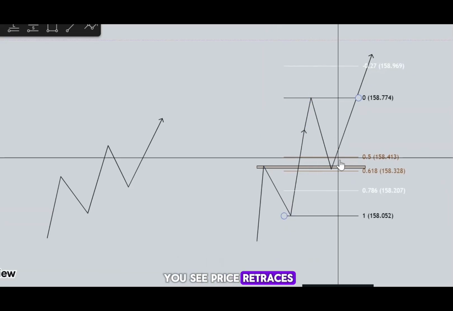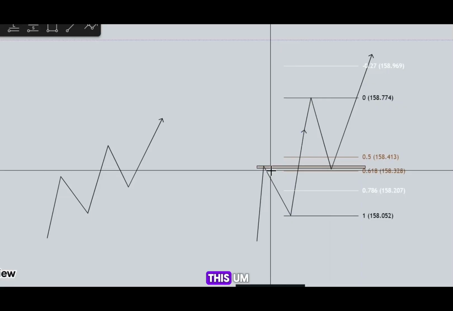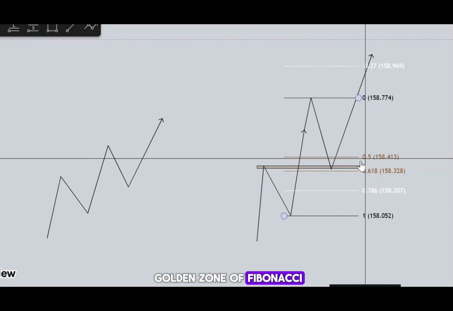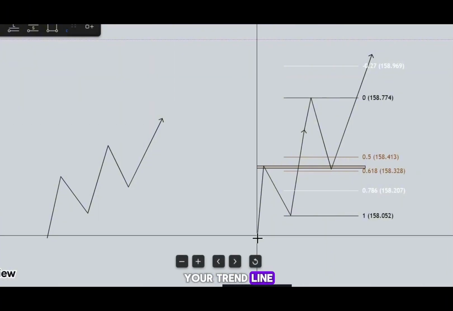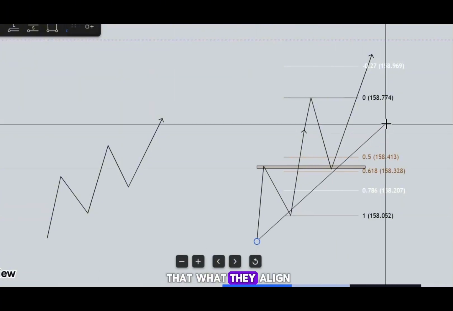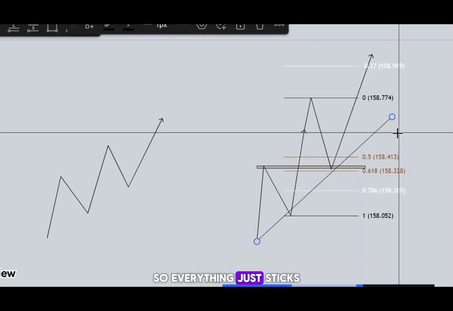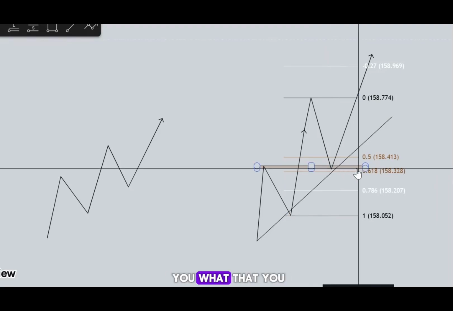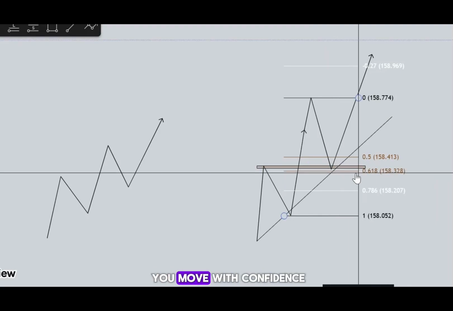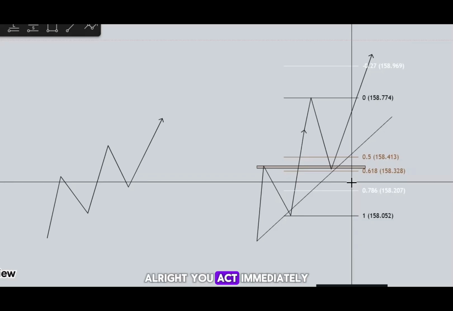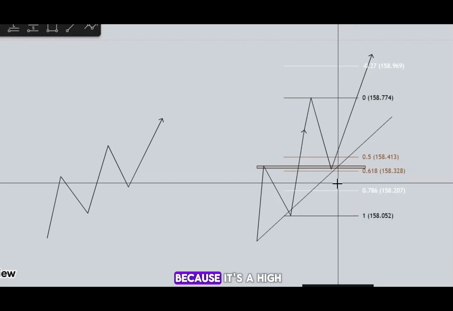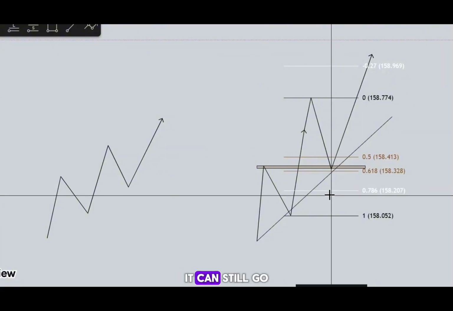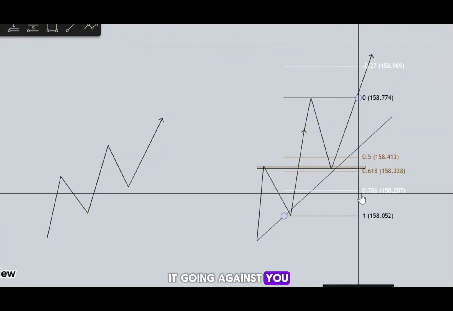You see price retraces back, same zone as this old resistance, now becoming a support in the golden zone of Fibonacci. And if you draw your trend line, you now find that they align, so everything just sticks. These are high probability trades. These are trades that you move with confidence, right? You act immediately. Because it's a high probability trade does not mean that it can't go against you. It can still go against you, but the chance of it going against you is low.